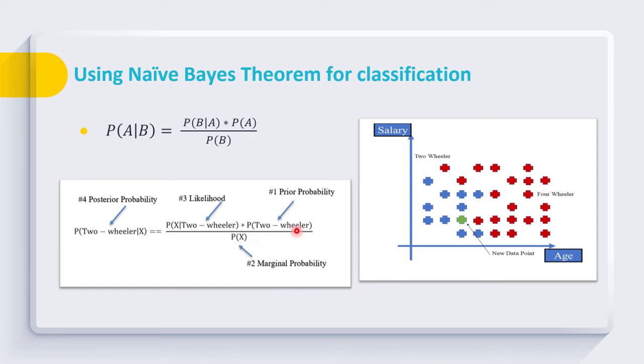Here we call probability of two-wheeler the prior probability, while P of X is called the marginal probability. Probability of X given two-wheeler is called the likelihood, while the final value which we will be obtaining after solving this equation is considered the posterior probability. We will be calculating all of these values one by one. The first value we have to compute is probability of two-wheeler, and we are calling it the prior probability.